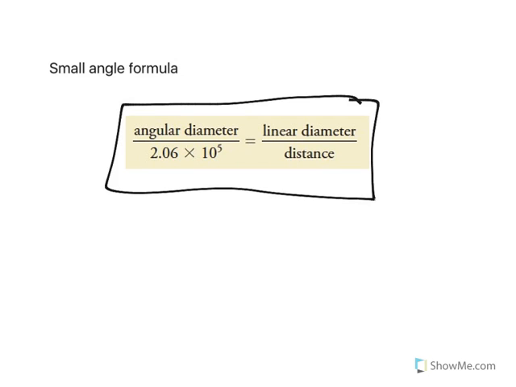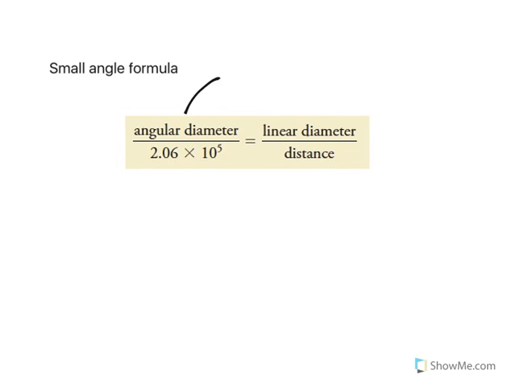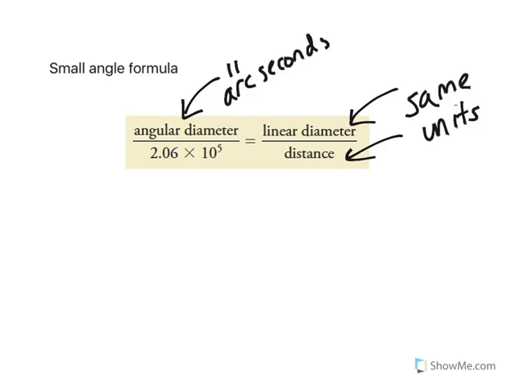Now the small angle formula is this equation right here. You have the angular diameter divided by 2.06 times 10 to the 5th, and that's equal to the linear diameter divided by the distance. Now the angular diameter must always be given in units of arc seconds. The symbol is the double hash mark. Now the units of linear diameter and distance don't matter so long as they are the same units.